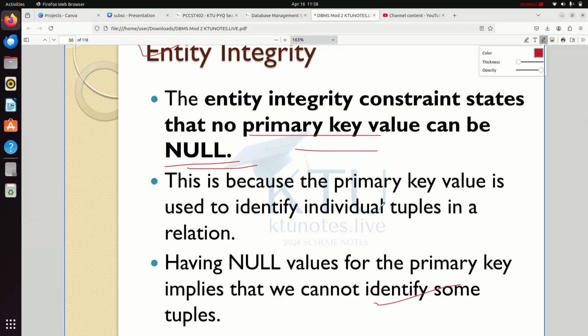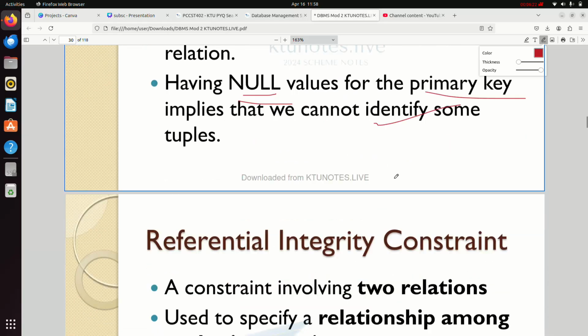So if there is no primary key, what does that mean? That means you cannot identify the tuple. So if you give a null value to the primary key, it implies that we cannot identify some tuples, and that is wrong. So the primary key's value should not be null. That is what the entity integrity constraint means.